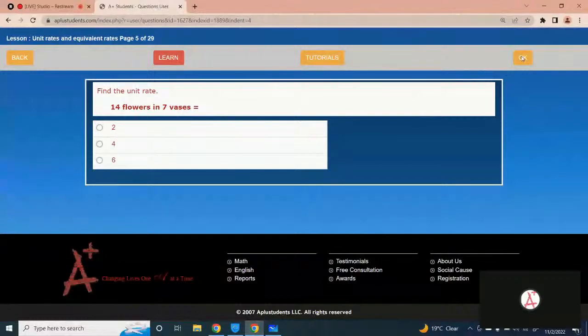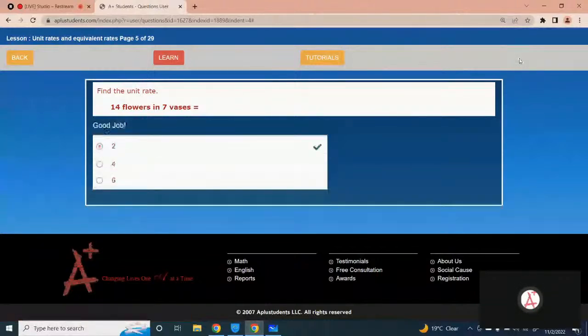14 flowers in 7 vases. So how many flowers in a single vase? Yes, 7 times what number makes 14? 2 makes 14. Very good, Nancy. It is 2. Just select the correct option and click on the OK button.